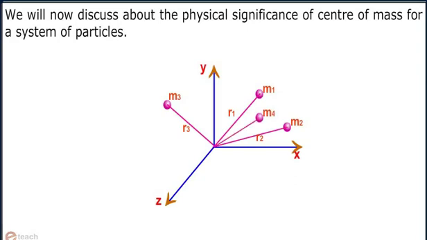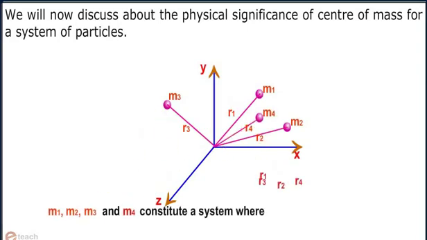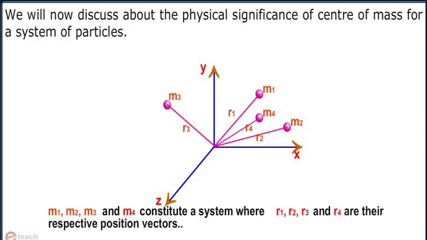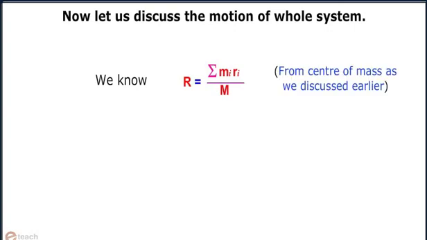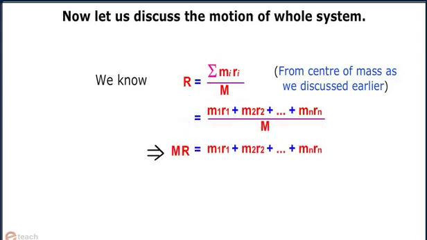Consider particles M1, M2, M3 and M4 constituting a system, where R1, R2, R3 and R4 are their respective position vectors. Now let us discuss the motion of the whole system. We know R equals sigma MiRi by M for the center of mass, as we discussed earlier, which equals M1R1 plus M2R2 up till MnRn by M. Taking M to the left hand side, we get MR equals M1R1 plus M2R2 up till MnRn.